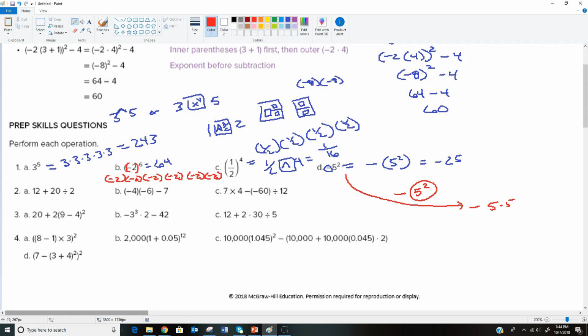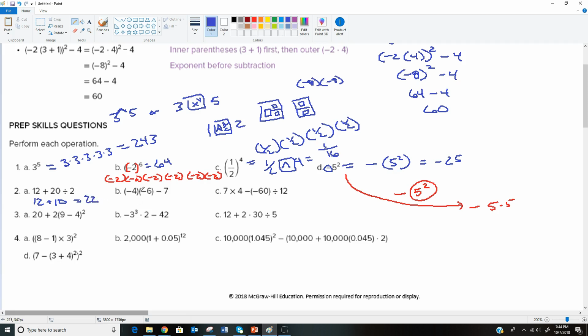2 factors of 5. Okay, for this next one, this would be 12 plus 10, because we're going to do the division before the addition. And so that's going to give us 12 plus 10, which is 22.